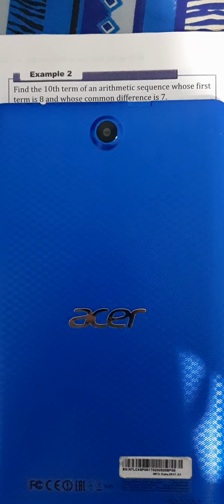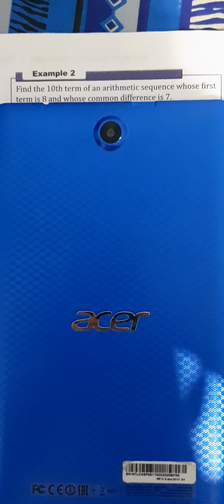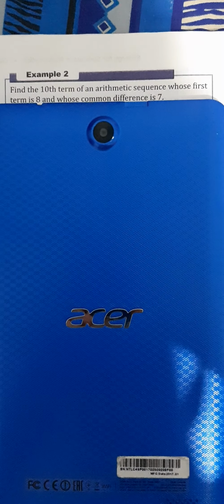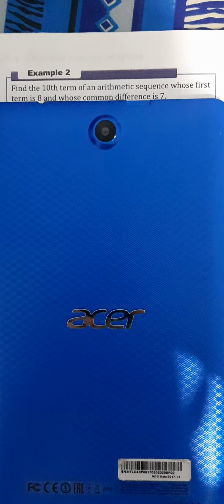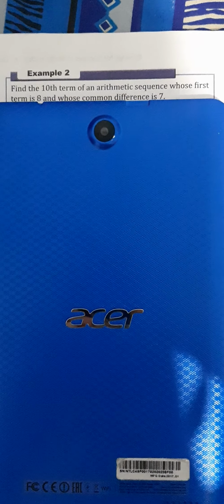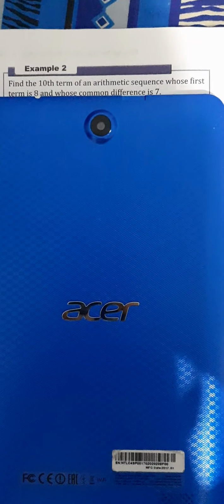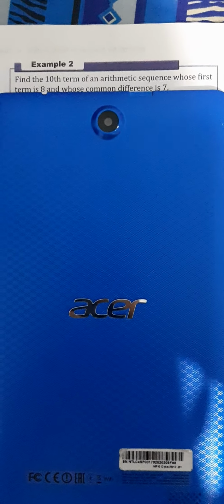How about you have this problem? You have to find the 10th term of an arithmetic sequence whose first term is 8 and whose common difference is 7. How are you going to find the unknown value?